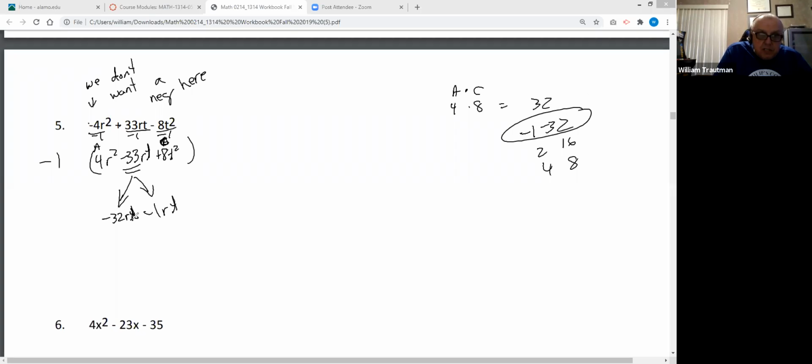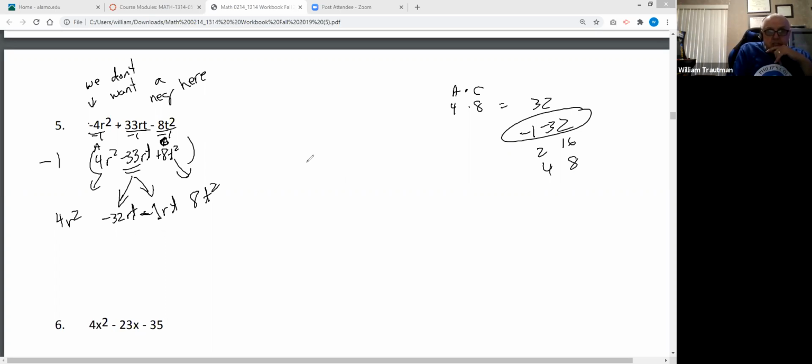Sorry, my T's look really bad. I have to curly Q them.